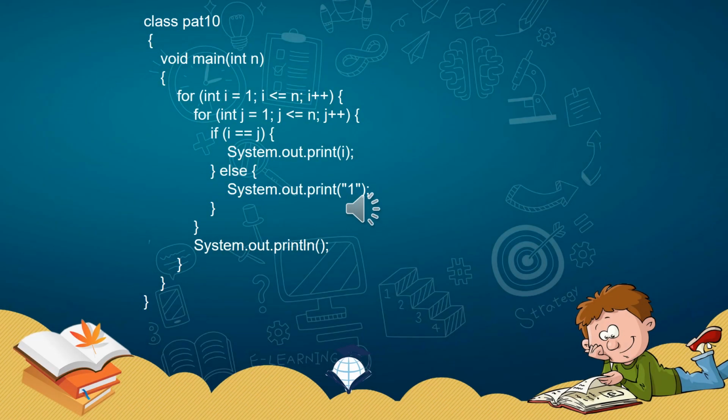This program has 5 rows and 5 columns. It will check the equality of the looping variables and prints I if equal, and prints 1 if not equal.